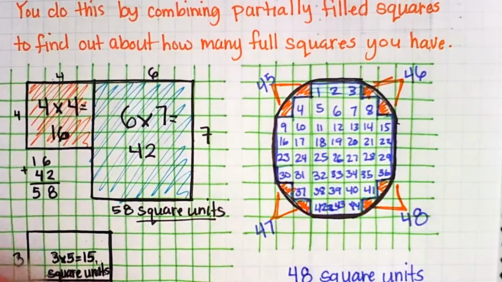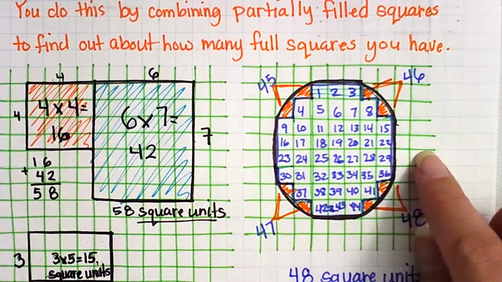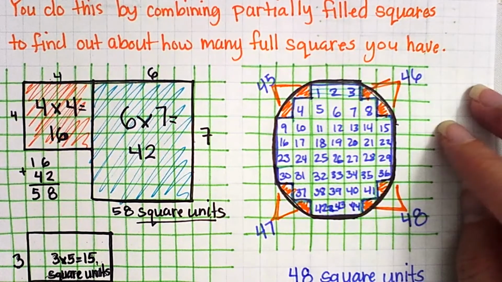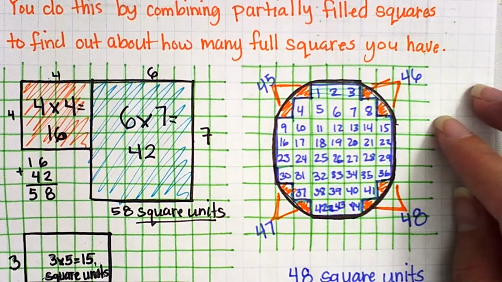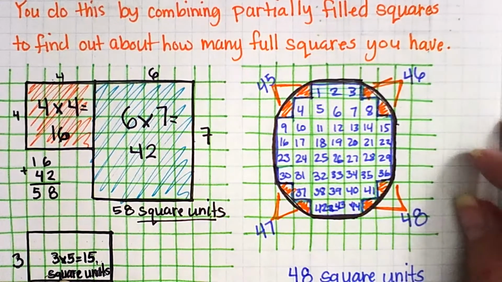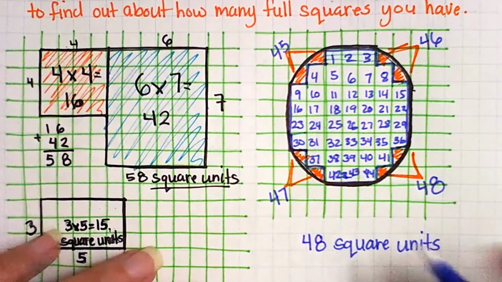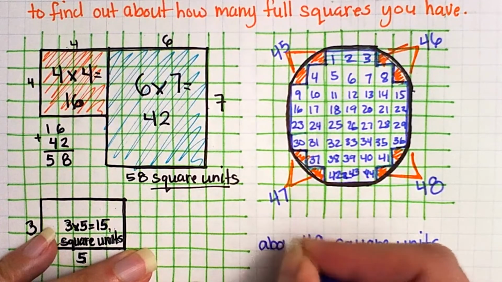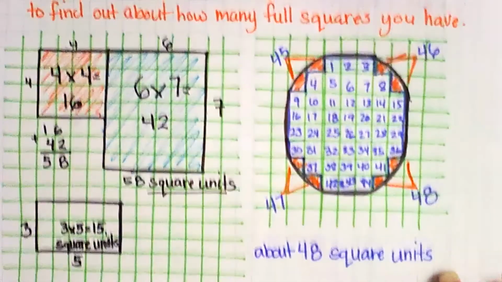So remember, when we're working with shapes that don't have clean edges, right? They can't be broken up into squares or rectangles. Sometimes we have to estimate. And when we estimate, we're not going to have the exact answer. So this is not 48 square units. This is about 48 square units, right? We are estimating. It's an approximate answer.